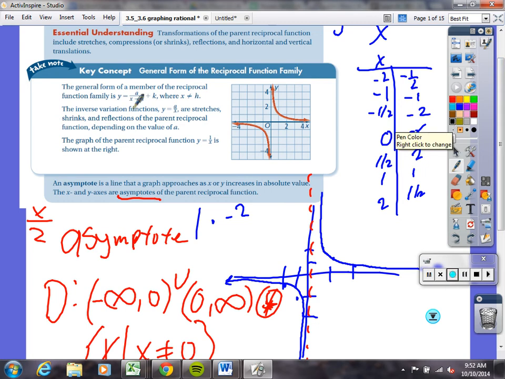So what do you guys think? This says right here x minus h. What do you guys think that minus h does? Moves it right and left, just like we did previously, right? What do you think the k does? Moves me up and down. What do you think the a does? Stretches me.